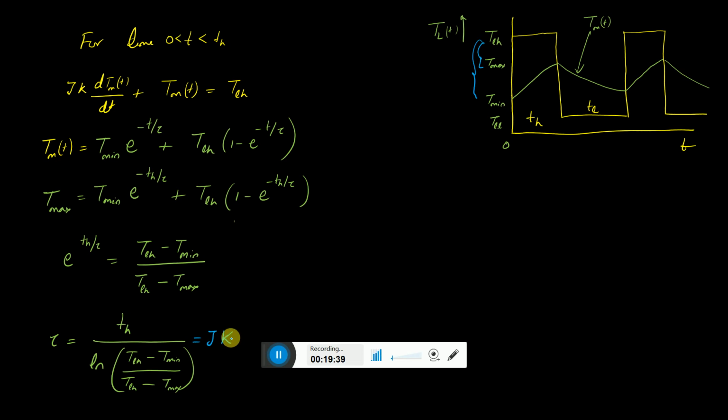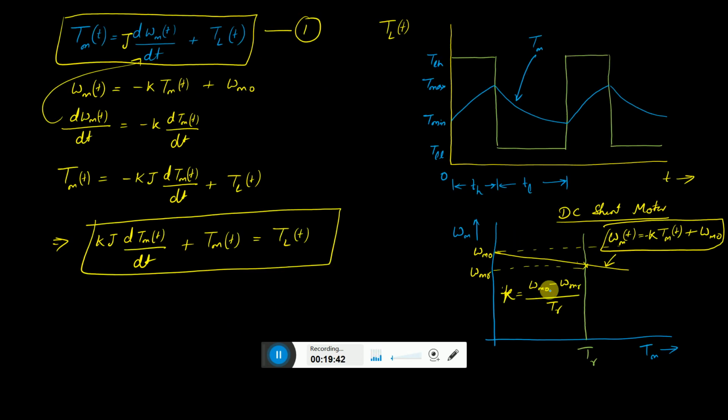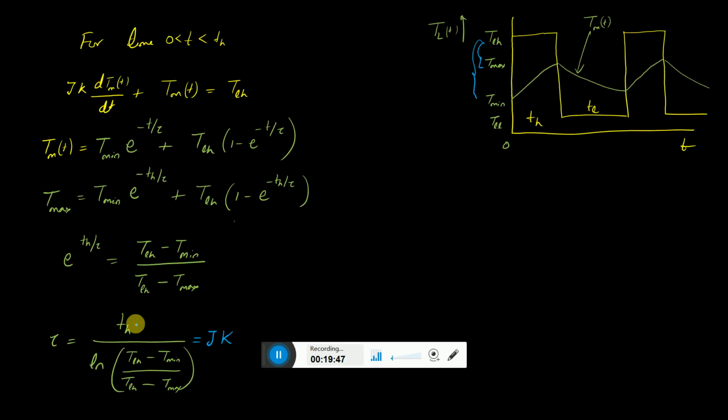So K we can also get, because in the figure K is equal to omega m0 minus omega mr by tr. And if we know the TH and other terms, we can calculate the value of J. Now for the same, instead of having time 0 to TH, if we have the time between 0 to t and TL, the same expression will be there. Only thing is that the expression here will be changed.